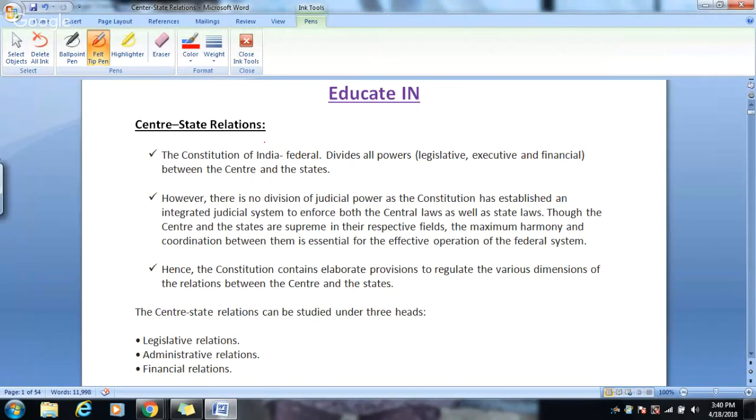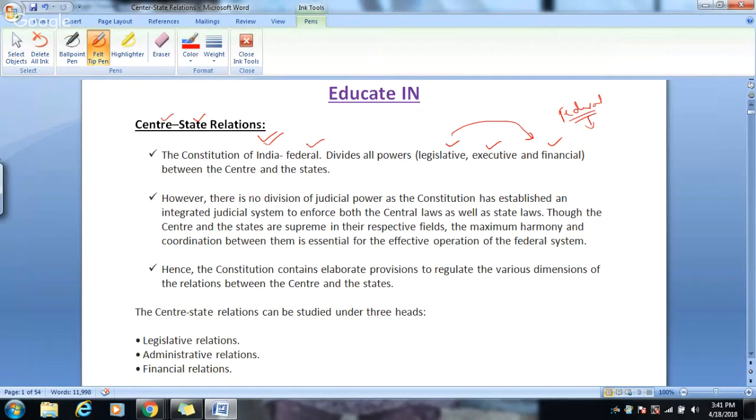In this video, let us see the center and state relations. Our constitution has a federal structure, which divides all the powers into legislative, executive, and financial. So these are the three relations with respect to center and state. Our constitution being federal, it divides all the powers into legislative, executive, and financial.